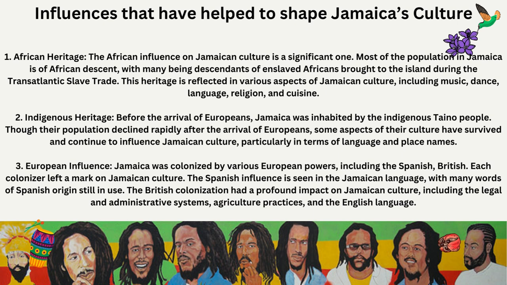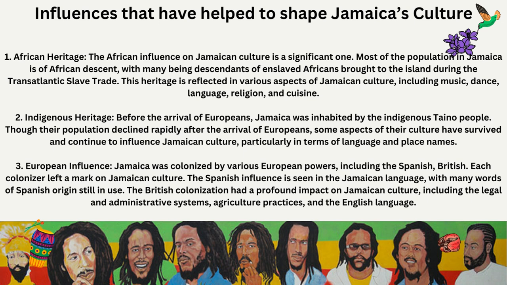Jamaica's culture is a unique blend of influences from various sources. The country's rich cultural heritage can be attributed to several factors. Number 1, African heritage. The African influence on Jamaican culture is a significant one. Most of the population in Jamaica is of African descent, with many being descendants of enslaved Africans brought to the island during the transatlantic slave trade. This heritage is reflected in various aspects of Jamaican culture, including music, dance, language, religion, and cuisine.